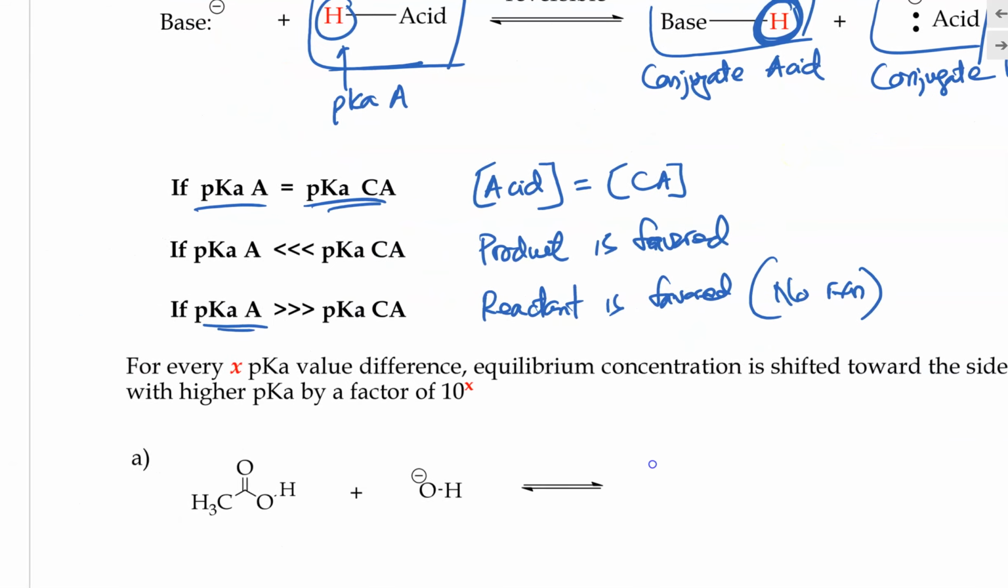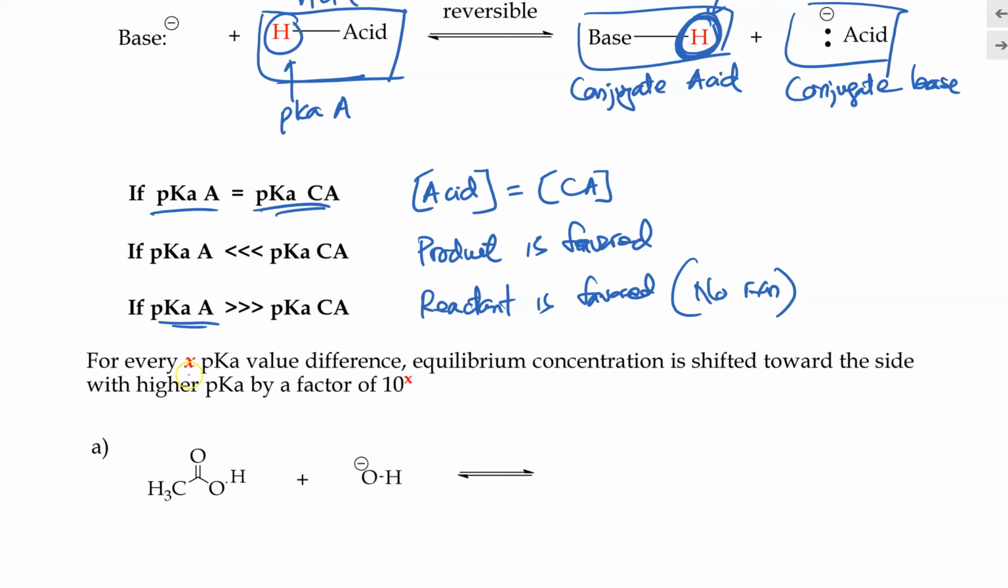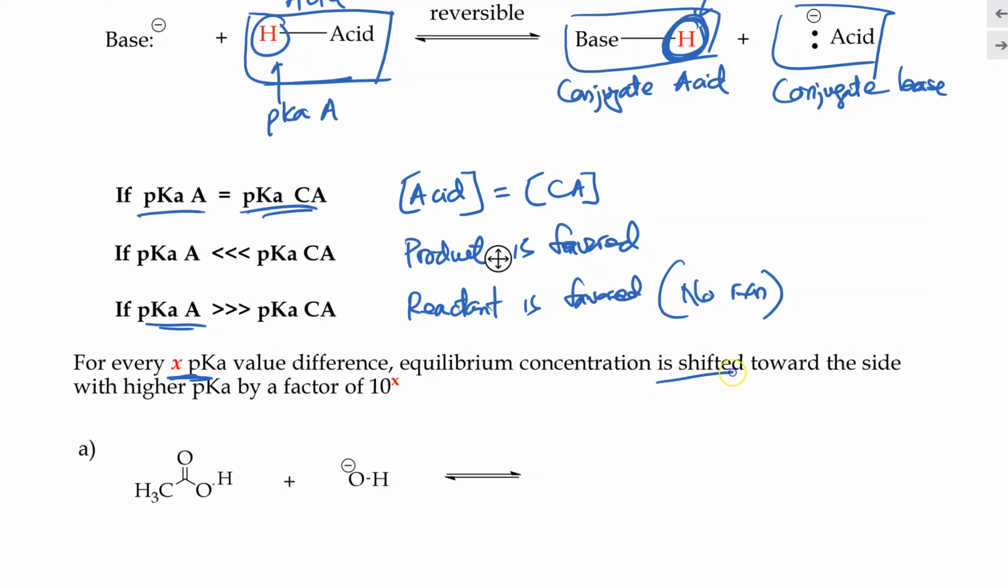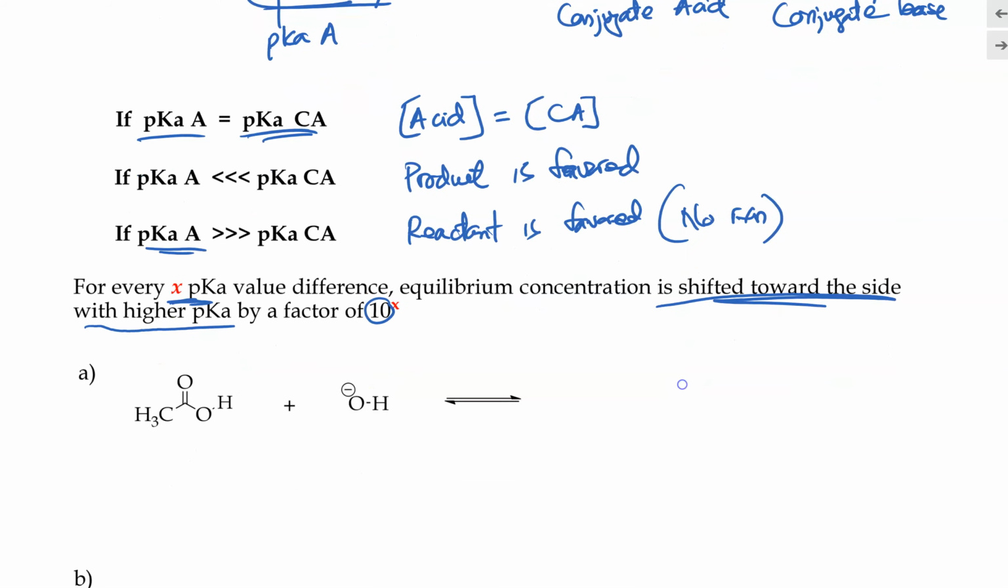And here's something very important to take notice of. For every x difference in pKa value between the acid and the conjugate acid, so let x represent the difference in the pKa value, then for every unit of pKa that is different, the equilibrium concentration is shifted to the side with the higher pKa value by a factor of 10^x. So if one pKa value is 1 unit higher than the other, that basically means that it exists in 10 times more compared to the other substance.